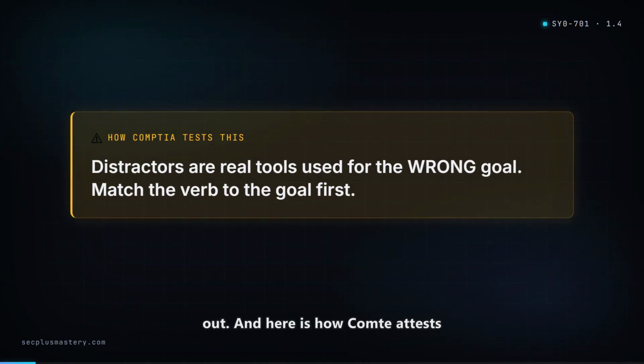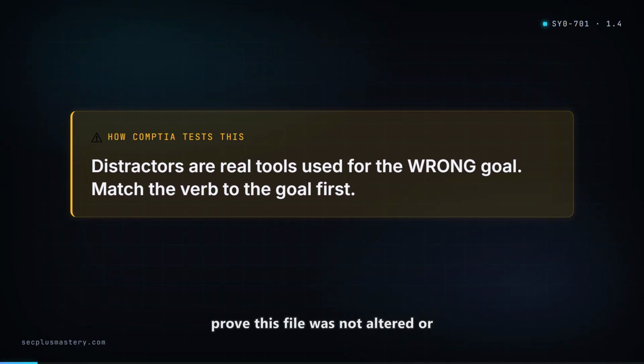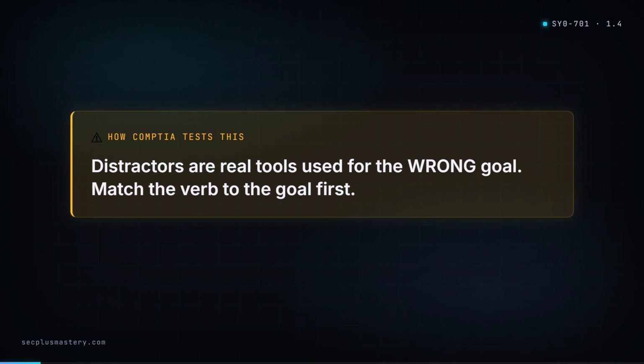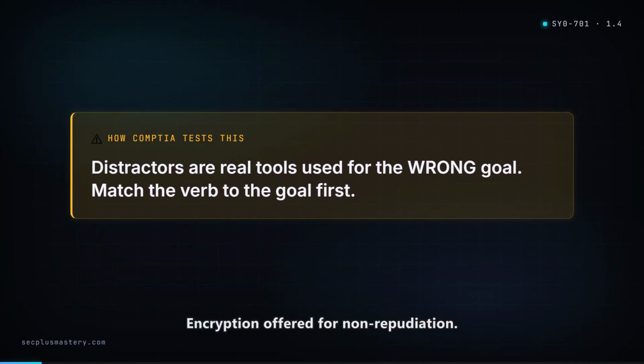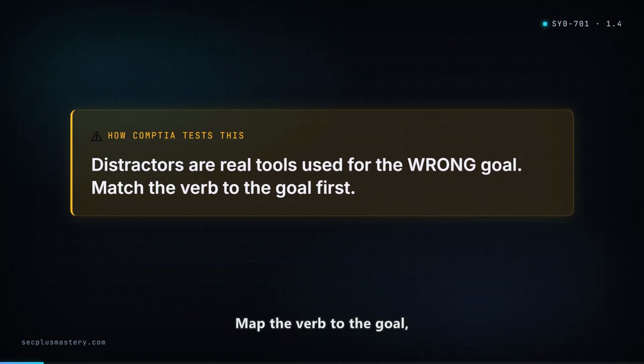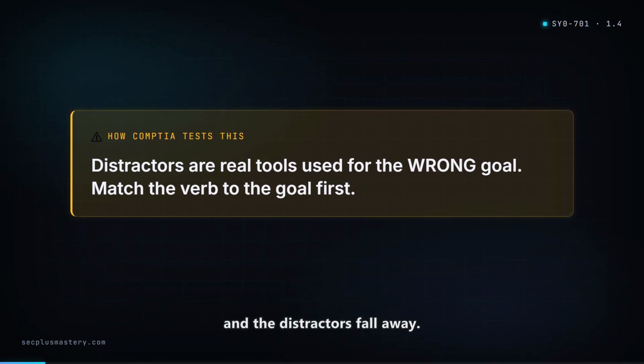And here is how CompTIA tests it. The exam describes a need, like prove this file was not altered or store a password, then offers real tools used for the wrong goal. Hashing offered for confidentiality. Encryption offered for non-repudiation. A fast hash offered for password storage. Map the verb to the goal, then to the tool, and the distractors fall away.